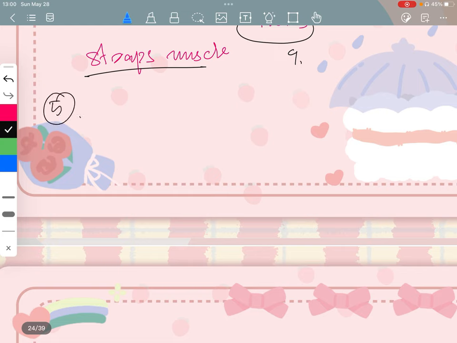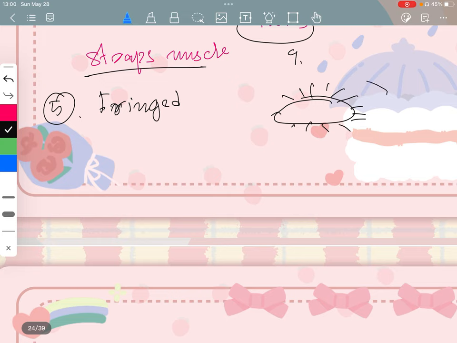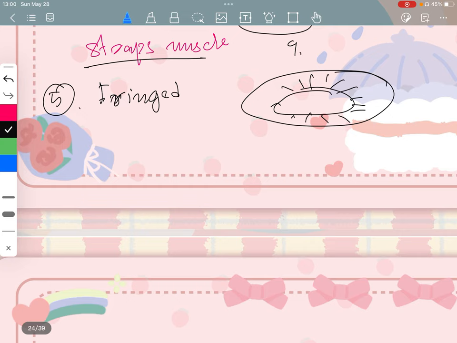The fifth type of wings we have is the fringe type of wings. We can say the wings are fringed, like a border, a margin. It has hairs as per the definition. It's not the actual diagram, but for the sake of memory, I'm just showing you all.